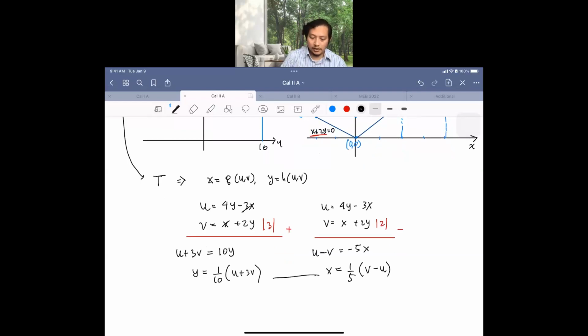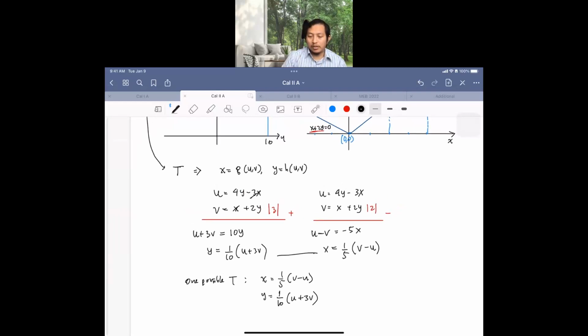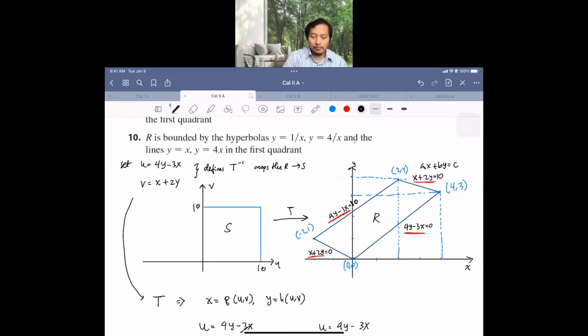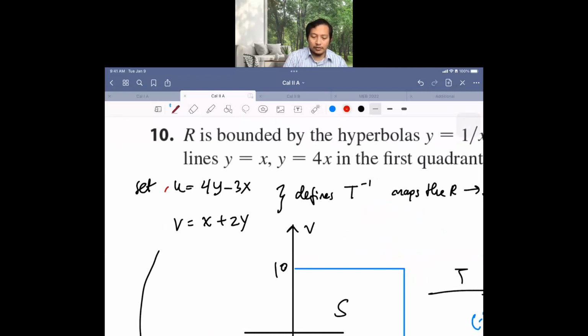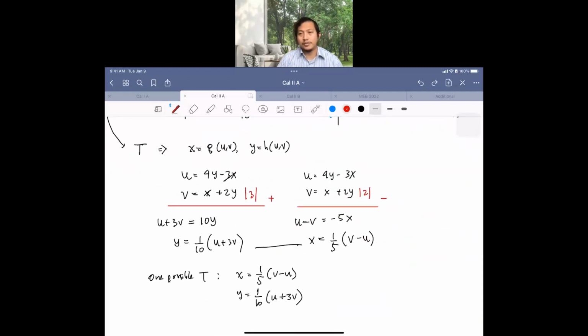So one possible transformation is given by x and y. Well, you could have another way if you want, like switching this u and v. It doesn't really matter. When you do the calculation in the integral, it also results in the same result.